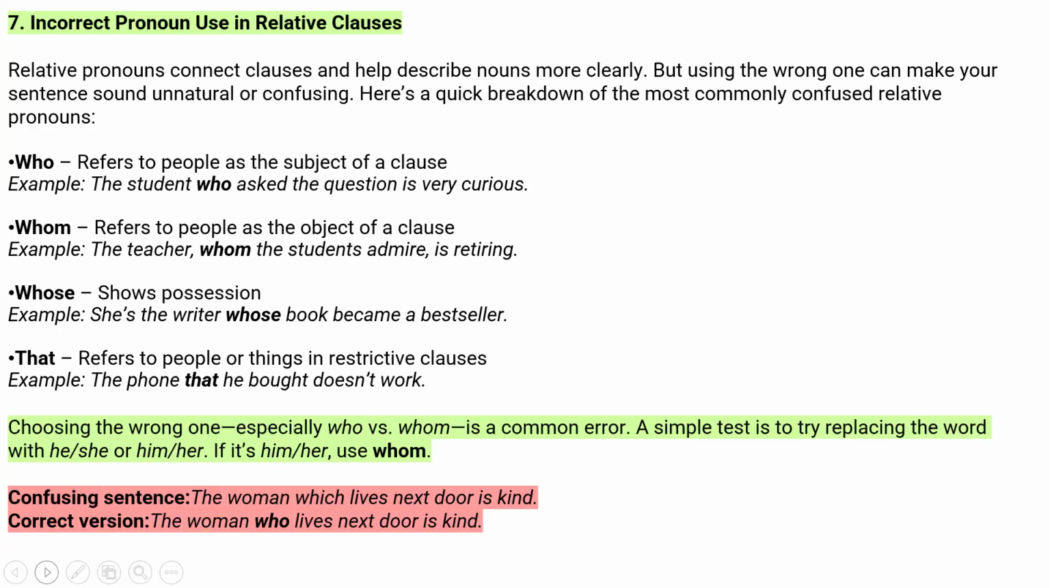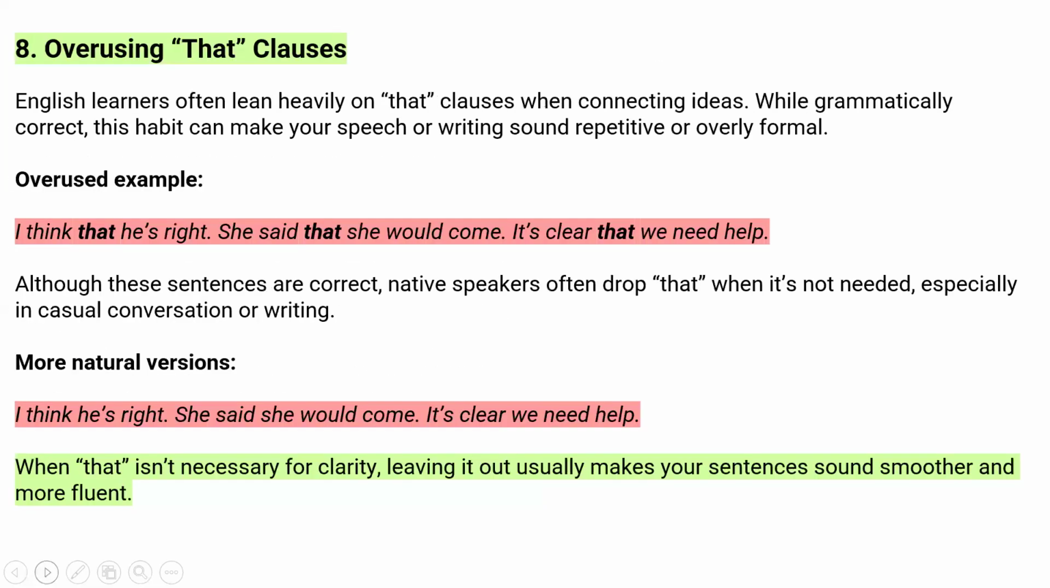Now the confusing sentences. "The woman which lives next door is kind" is wrong, because we cannot use "which" for people; we use "which" for non-living things. "The woman who lives next door is kind" is the correct sentence. Another error is overusing "that," as we saw in the previous slide. We cannot overuse "that."